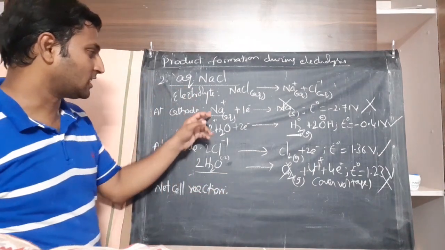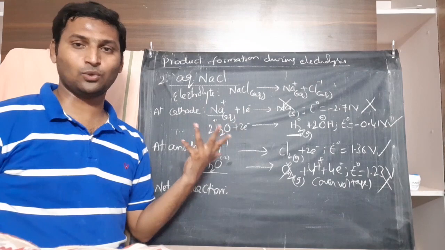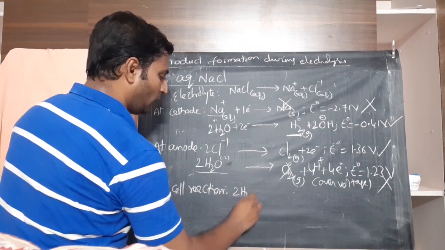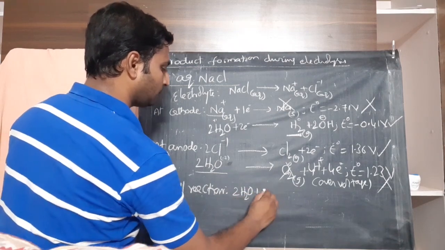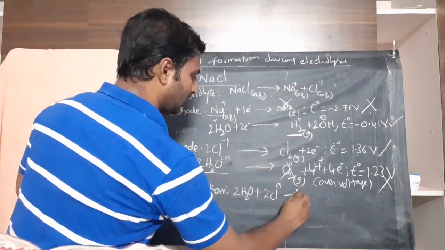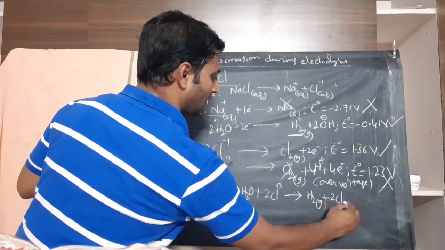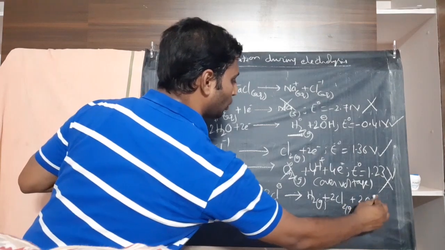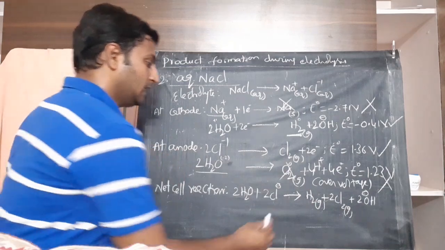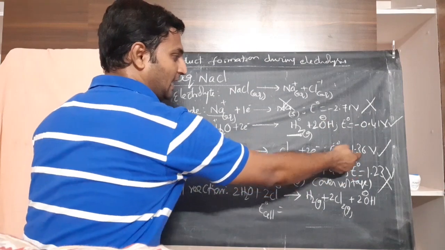Now, to get the net cell reaction, when you have to add these two, luckily both involve 2 electrons only. That's why there is no need to multiply any equation, directly add them. 2H2O plus 2Cl minus giving rise to H2 gas plus Cl2 gas plus 2OH minus. Now, the cell potential E naught cell will be E naught cathode minus E naught anode, right?